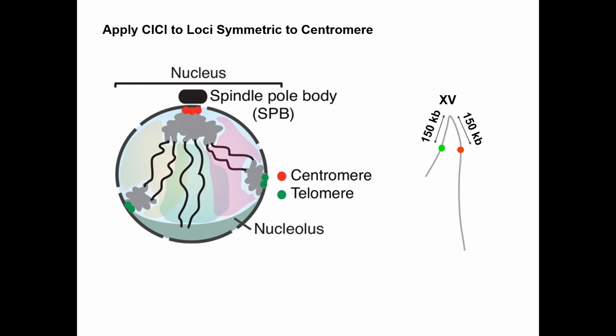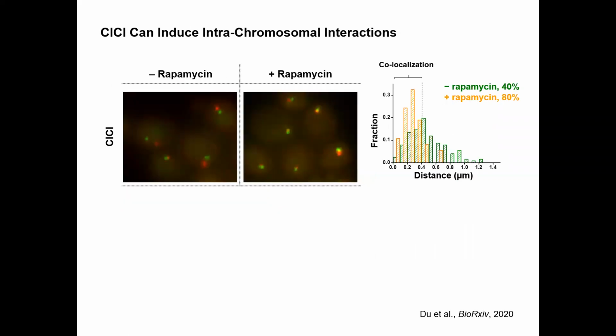Okay. So as a proof of principle, we first put our LECO and TET-O both 150 kb from the centromere. And it worked the first time like a charm. So this is in a CICI strain that contains all the fusion proteins I mentioned. You can see without rapamycin, the two dots are mostly physically apart from each other. Adding rapamycin, they come together.